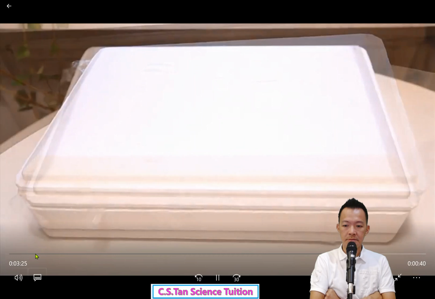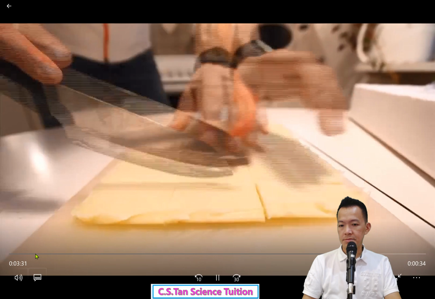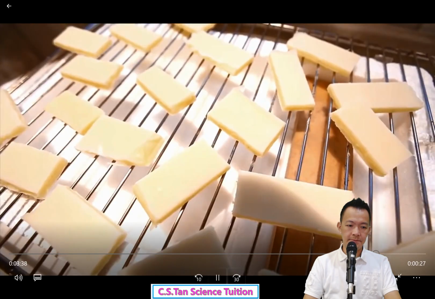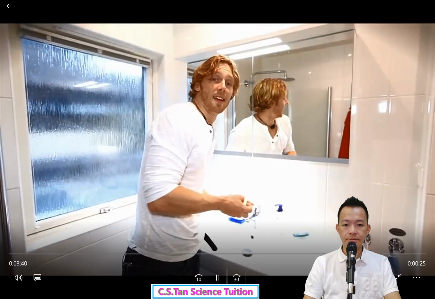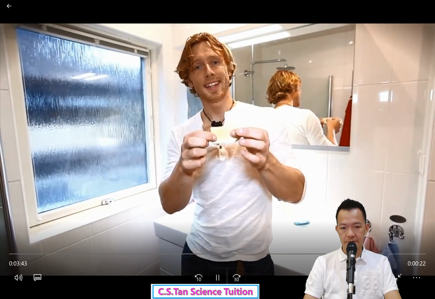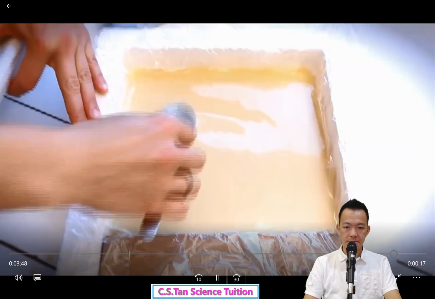After 2 days, take the block of soap out of the mold and slice it into smaller pieces, and then let these pieces dry for about 4 to 5 weeks. During this time, the pH of the soap will decrease a lot. Alright, and after a few weeks, your soap will look a little something like this. If you want your soap to smell differently, you can add in different fragrances or spices to the mixture.